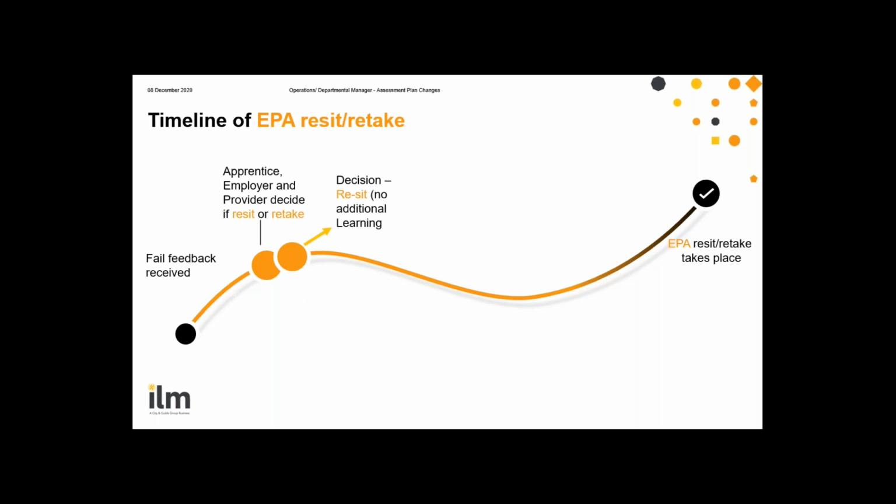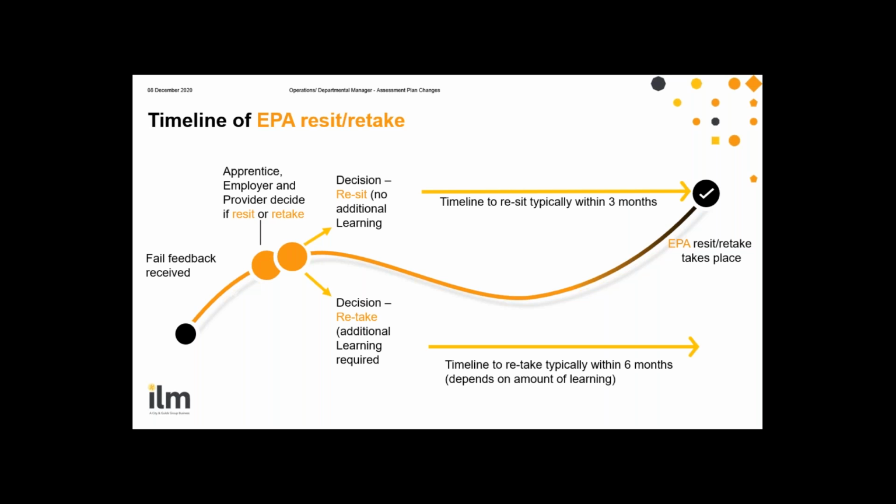Now, if a receipt is needed, the expectation is that from the time you are notified of the failed feedback, the apprentice will need to receipt within 3 months and complete the endpoint assessment. If instead a retake is required, where additional learning will need to take place, then you will notify us when you are ready. And so from the time you have been notified of the failed feedback, within 6 months, a retake will need to take place.